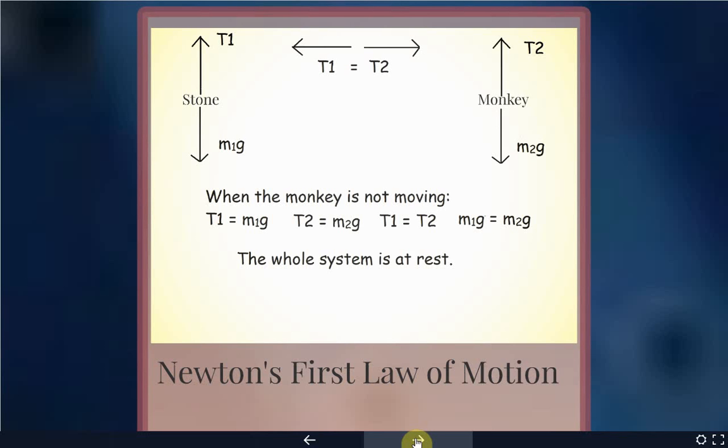But in the beginning, before the climbing, the whole system is at rest, and it's only from the force of the monkey that the system is going to not be at rest, and that's Newton's first law of motion. Now moving on.